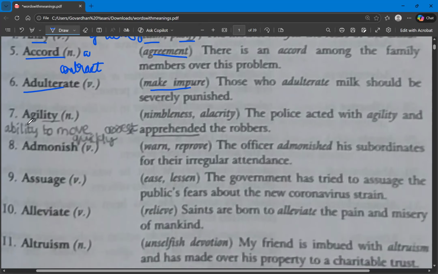The next one is agility. Agility means ability to move quickly. So what does agility mean? Ability to move quickly. And what are the synonyms? Nimbleness, alacrity, and also we have celerity, brisk, in a jiffy, fast, swift. These are all synonyms for agility. Celerity, brisk, nimbleness, alacrity.